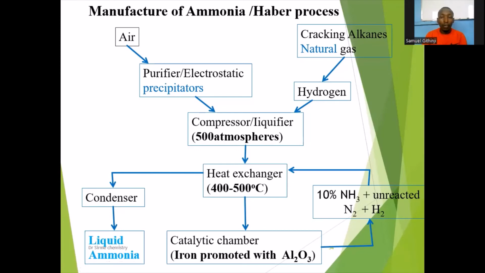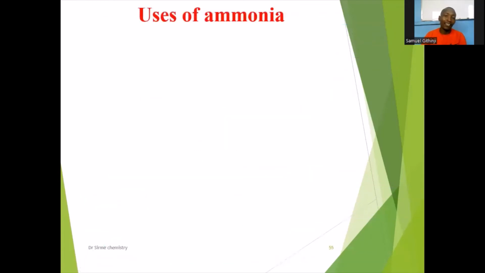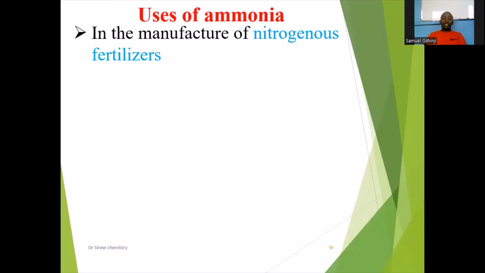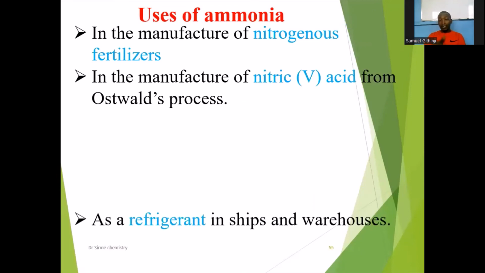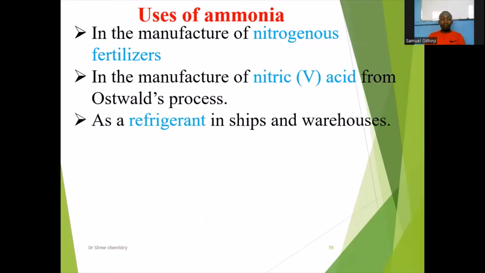We move on. Uses of ammonia. Good. Ammonia can be used to make nitrogenous fertilizers. Ammonia can be used to manufacture nitric acid, the Ostwald process. I think that's where we're going next. And as a refrigerant.